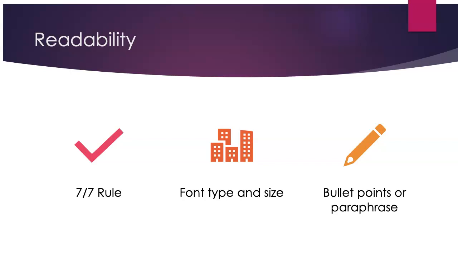A good guideline to follow to ensure readability of text on a slide is the 7-7 rule. This rule helps you limit how much text is included on a slide. The rule specifies that you should limit the amount of text on a slide to no more than 7 lines of text and limit the number of words on each slide to no more than 7 words. Make sure that you use standard font types that are easy to read, such as Times New Roman, Arial, or Calibri. And avoid font types that are difficult to read.